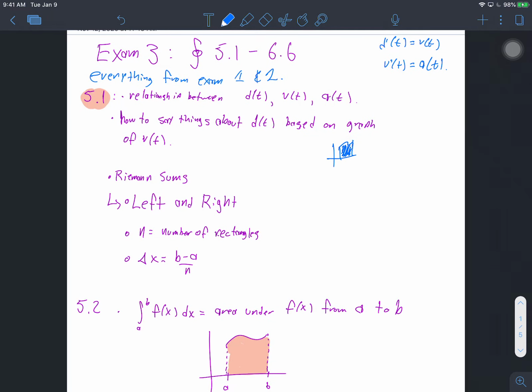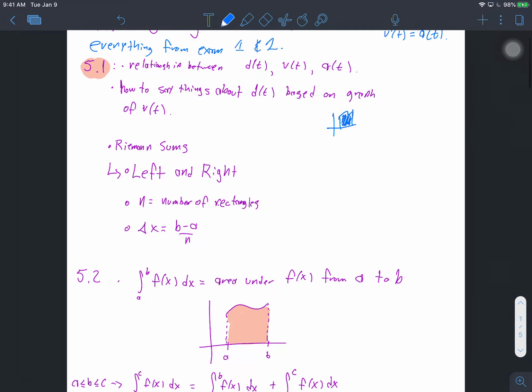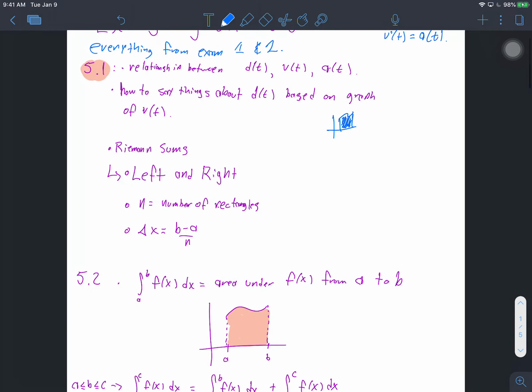You should also know how to compute Riemann sums, okay? So left and right Riemann sums for finding the area underneath a curve. Don't forget, when we're doing left and right Riemann sums, the letter n we use to represent the number of rectangles for our Riemann sum. And the way we get the width of each rectangle is we take delta x, that's the width of each rectangle, we set that to be equal to the length of our interval, b minus a, and we divide that by the number of rectangles that we want. So we just divide the total length of the area into n equal portions.